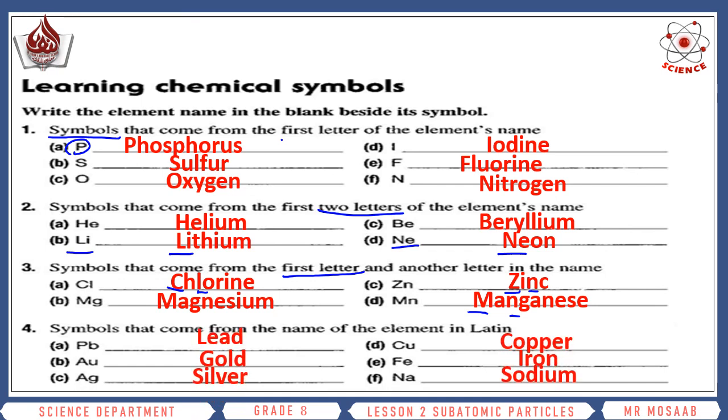Then the last question we have here, symbols that come from the name of the element in Latin, not in English. So lead, Pb, gold, Au, silver, Ag, copper, Cu, and so on. So we have to memorize all these elements. You have to memorize each one so it becomes easy.